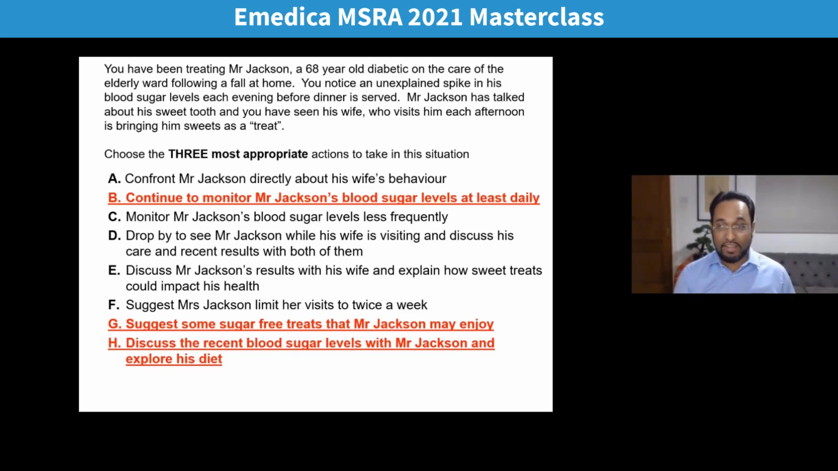Let's take the last couple of days. What was breakfast? What was lunch? What was dinner? Any other snacks? Anything else? It's really helpful to find out. And suggest some sugar-free treats that you might enjoy. Look, as you've got a sweet tooth and your sugars are really high, these are the kinds of things that, while they might taste nice, are not going to affect your sugars in the same way. And continue to monitor his sugar levels at least daily.